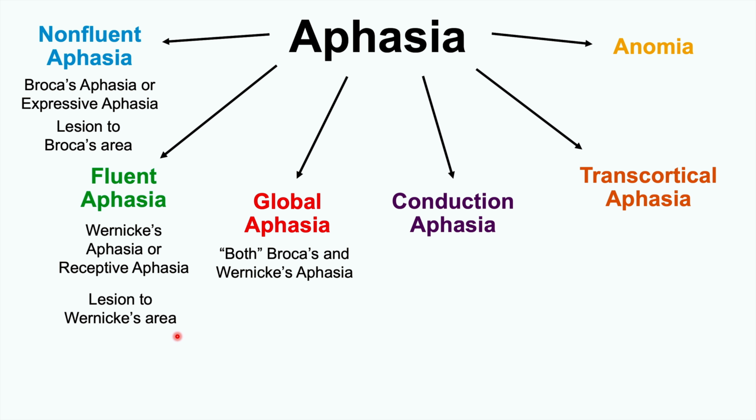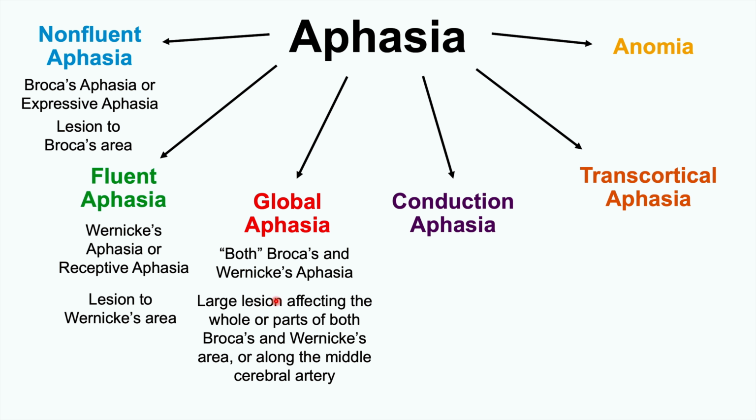In global aphasia, it's essentially both Broca's and Wernicke's aphasia. Global aphasia is going to often be due to a large lesion that's going to encompass parts or the whole of both Broca's and Wernicke's areas, or it can often run along the middle cerebral artery. This is going to be the most common and most severe type.